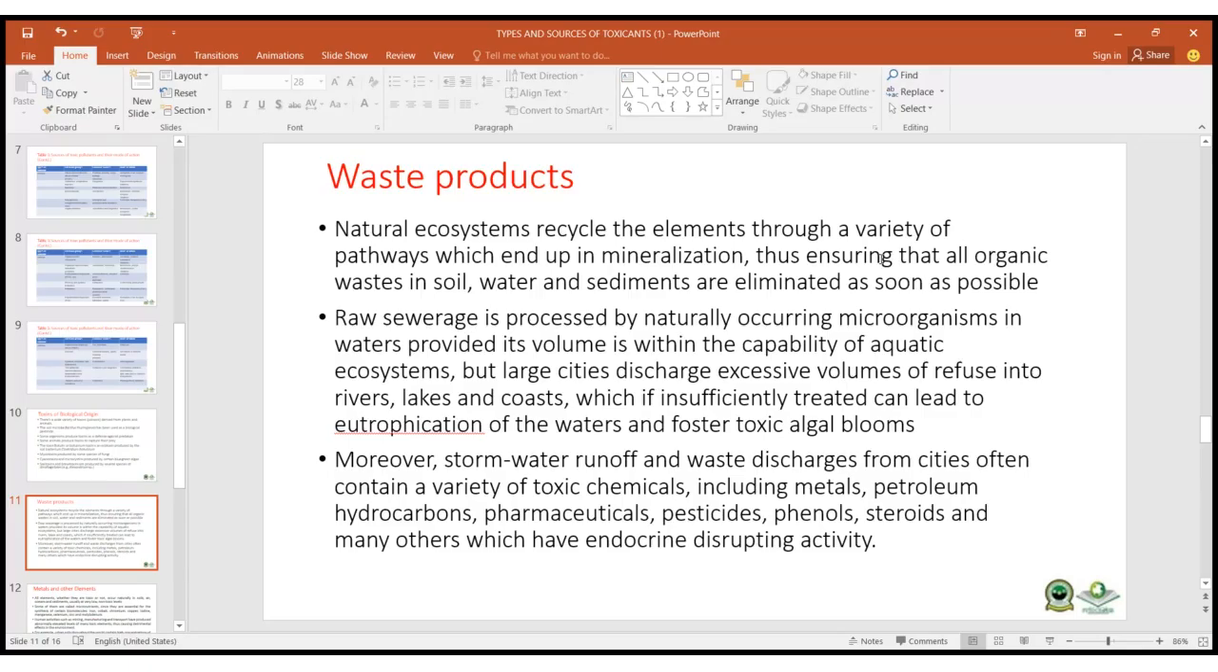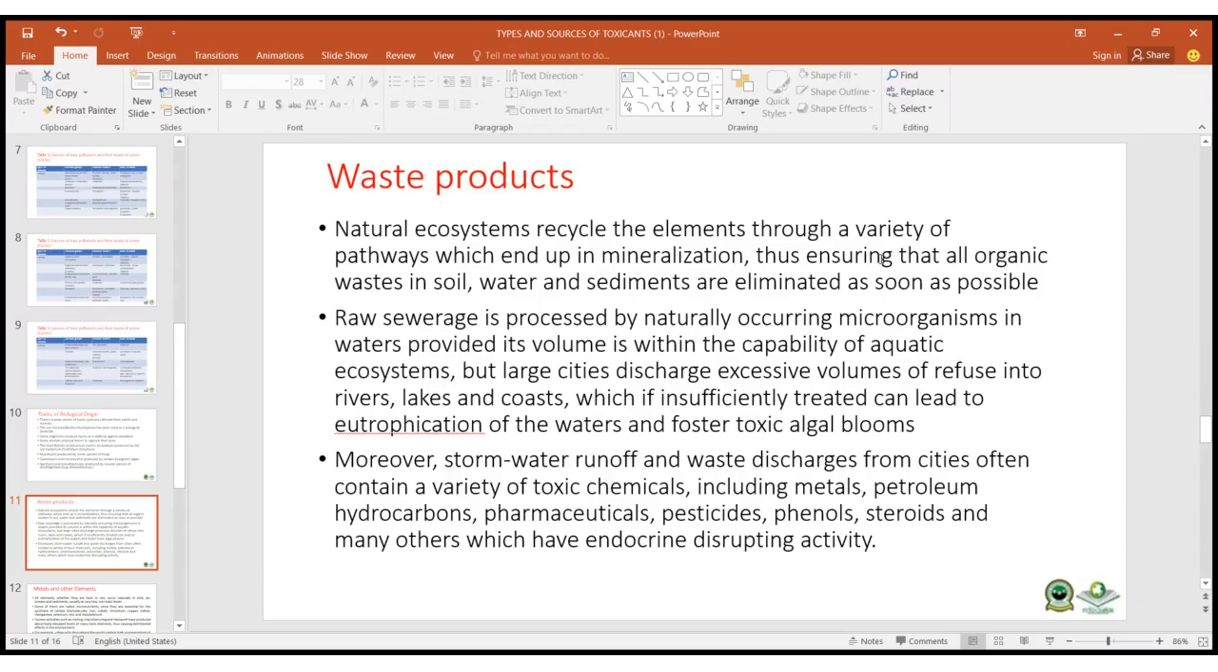And of course, the septic tank collects all the waste that comes from the toilet, and then those waste products go to the septic tank. Now, they are supposed to be processed by naturally occurring microorganisms in water, provided the volume of those wastes is not too much. But when the volume of the sewage becomes too much, and it is being discharged into the water body.